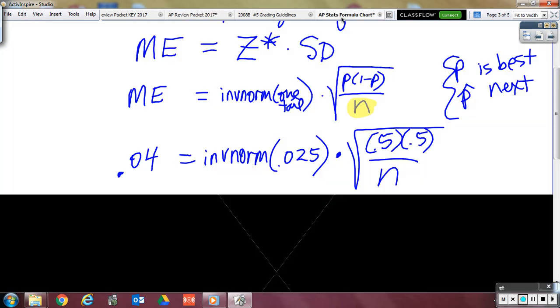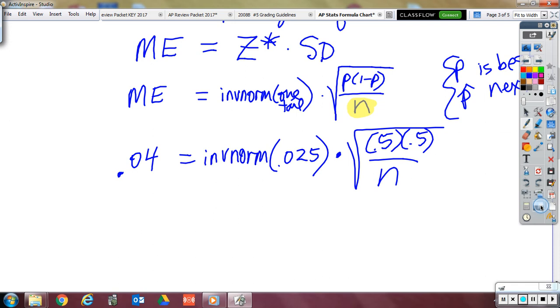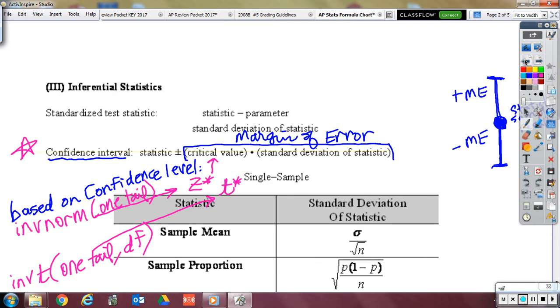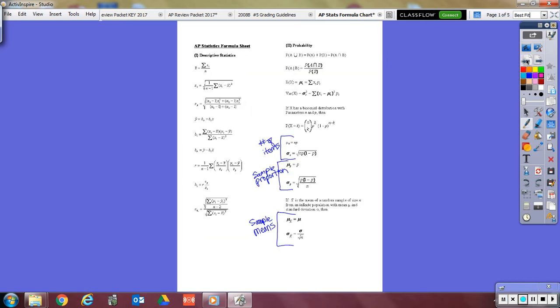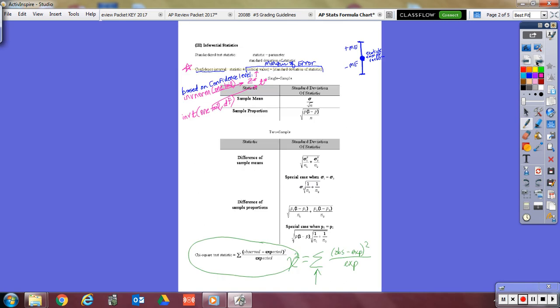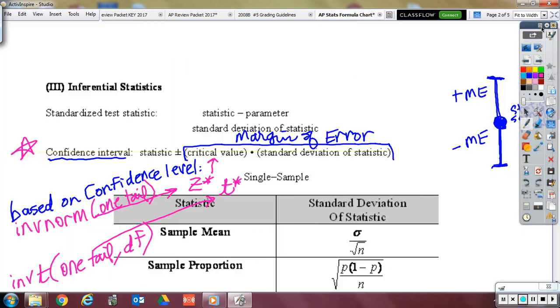Now, let's take a look at your formula chart. So everybody pull that out because you're going to want to write on that or at least take a look at that. Here is the front we've been dealing with on your formula chart. We've pretty much made our way through that. So we are to the back where inference is. We are to inferential statistics. So on the back, we are going to focus today on confidence intervals.